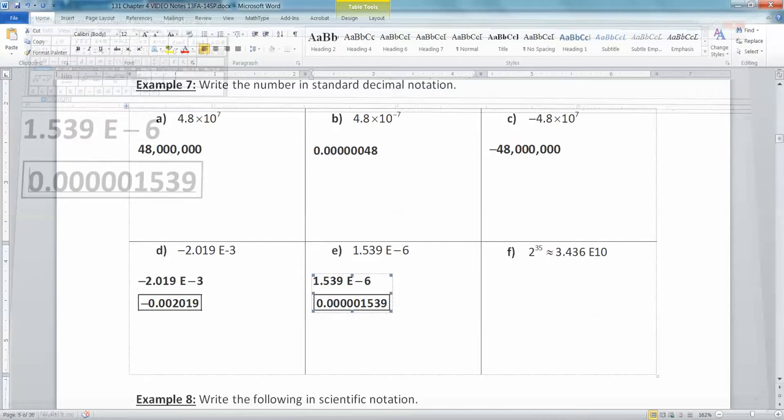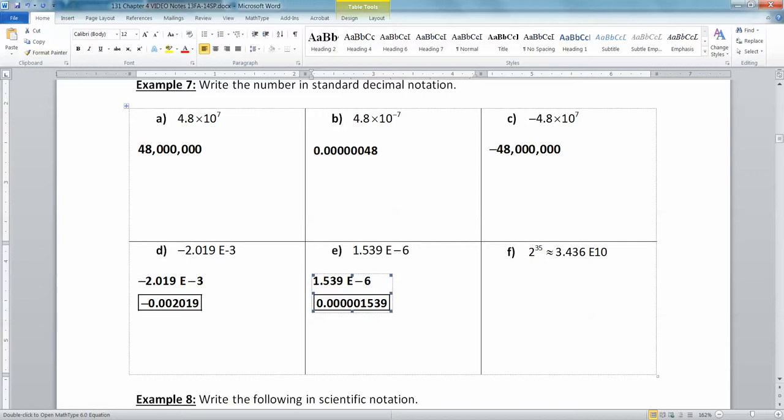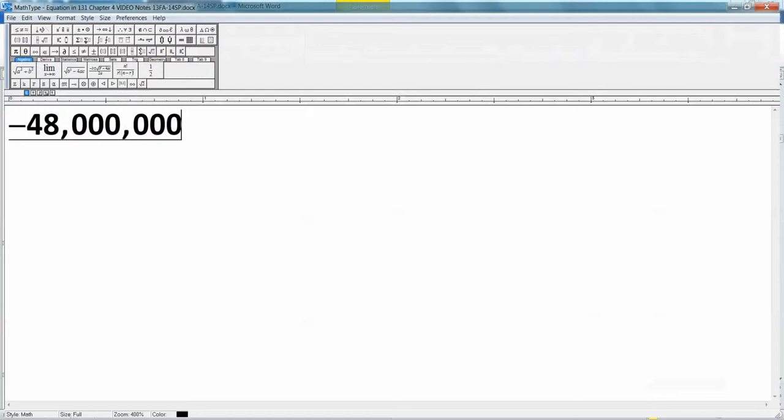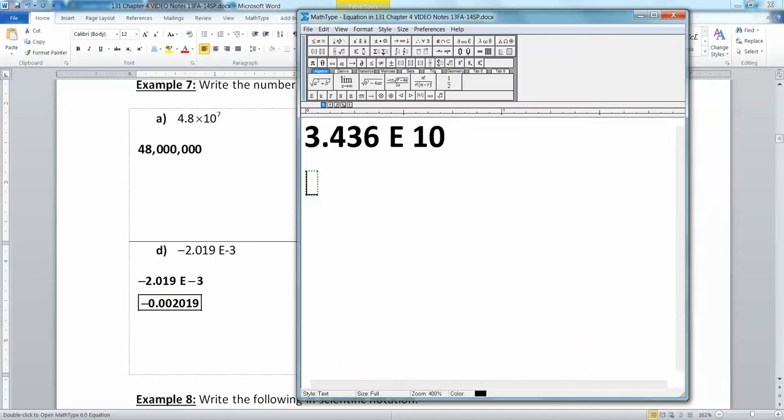All right. This one is 3.436 E10. That's what 2 to the 35 power is. What a huge number. Okay, so what would that look like? 3.436 E10, I think it was. Let me double check. Yep, okay.